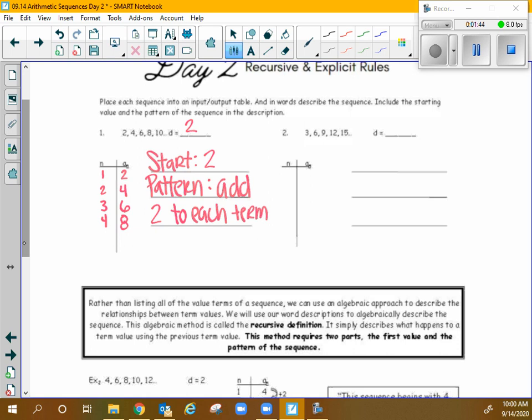Okay, so the second one, 3, 6, 9. Okay, common difference is 3. What's my first term? Second term? Third? 12. Okay. So, again, my start is, and what's happening every time?